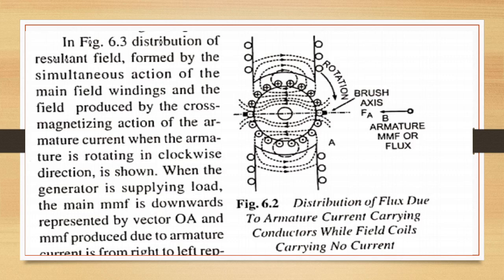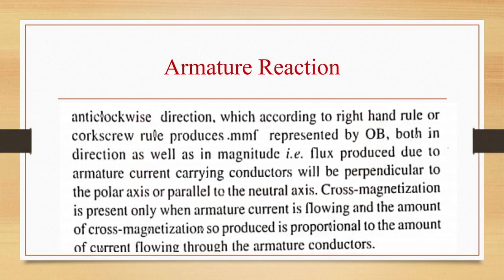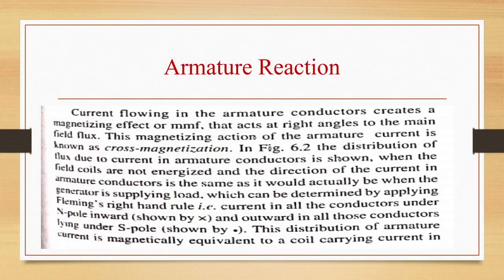So this figure is showing the distribution of flux due to armature current carrying conductors while field coils carrying no current. In this figure, the field coils are not energized, and the direction of the current in armature conductors is the same as it would actually be when the generator is supplying load, which can be determined by applying Fleming's right hand rule. That is, current in all the conductors under the north pole is shown by a cross, and outward in all conductors lying under the south pole is shown by a dot.